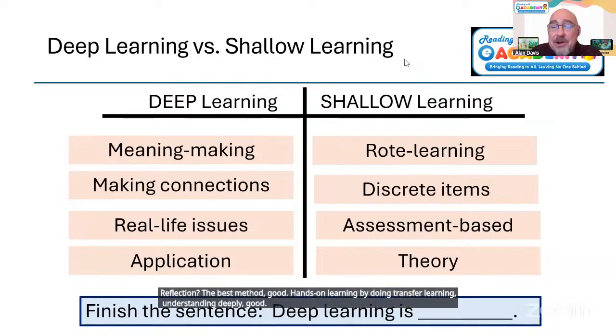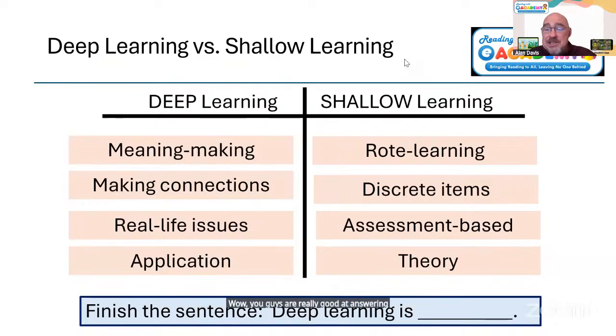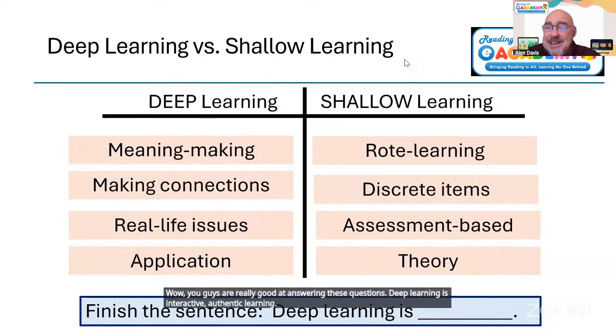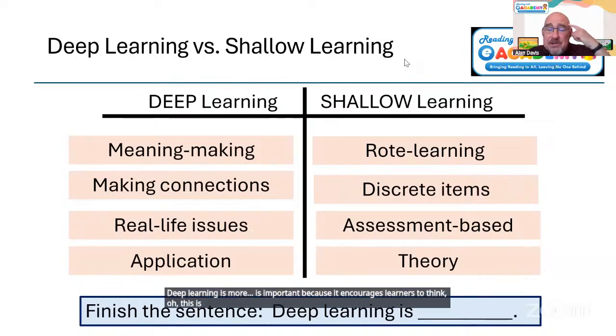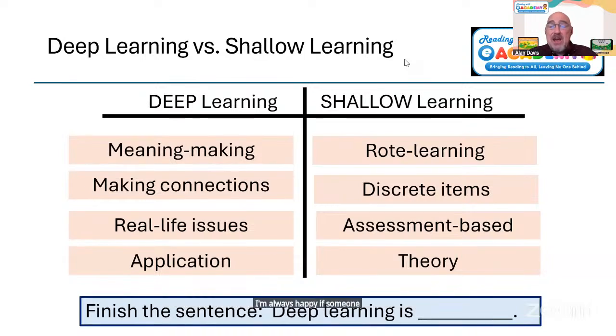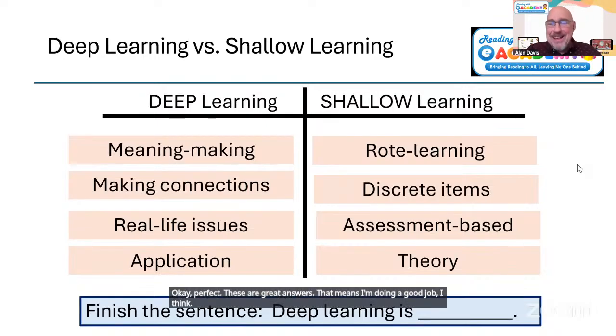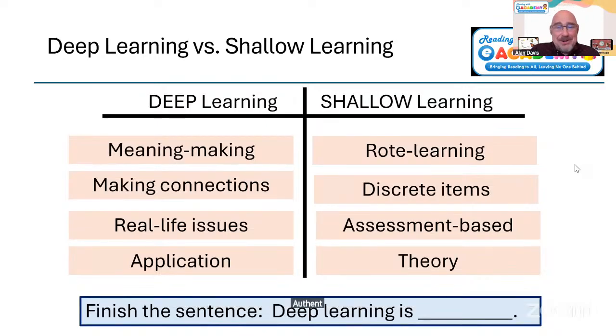Wow, you guys are really good at answering these questions. Deep learning is interactive, authentic learning. Deep learning is important because it encourages learners to think. Oh, this is my favorite so far. Good, think. I'm always happy if someone says the word think or brain. Okay, perfect. These are great answers. That means I'm doing a good job, I think. Authentic learning. Perfect, perfect. Okay.